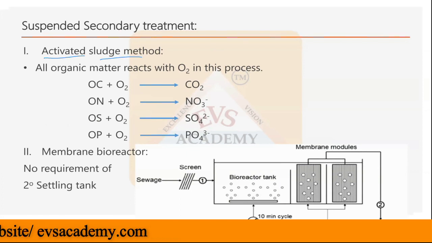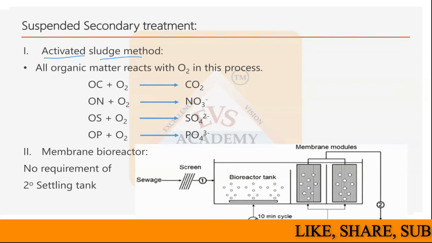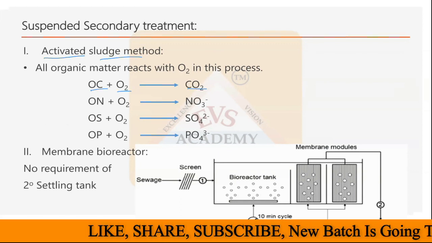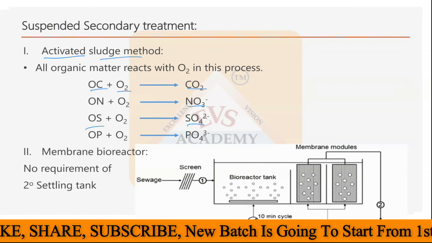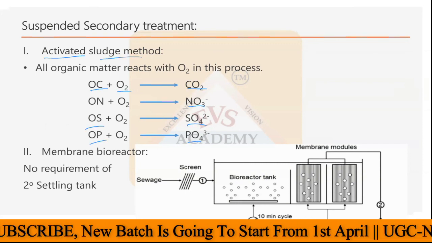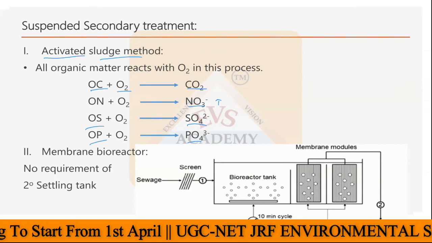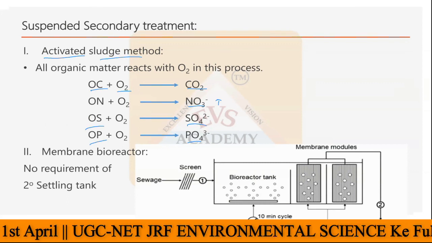For now, there are a few organic reactions described here in the activated sludge method. Organic carbon reacts with O2 to create CO2. Organic nitrogen will create nitrate. Organic sulfur will create sulfate. And organic phosphate will create phosphate. And this will all go into the atmosphere or maybe any other source.